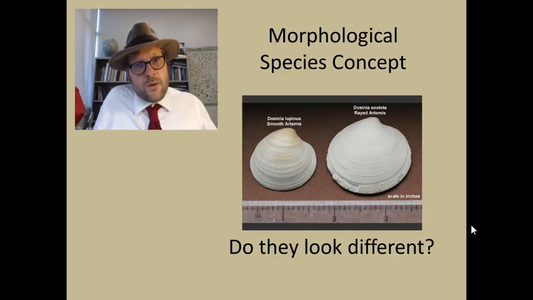But we got to be careful, right? We got to be careful that we're not dealing with different aged individuals, we're not dealing with aberrant specimens or pathologies, that we're not dealing with all these other things that we've talked about this semester. So morphological species, do they look different? And we're hoping to have a big population that we can compare between the two.